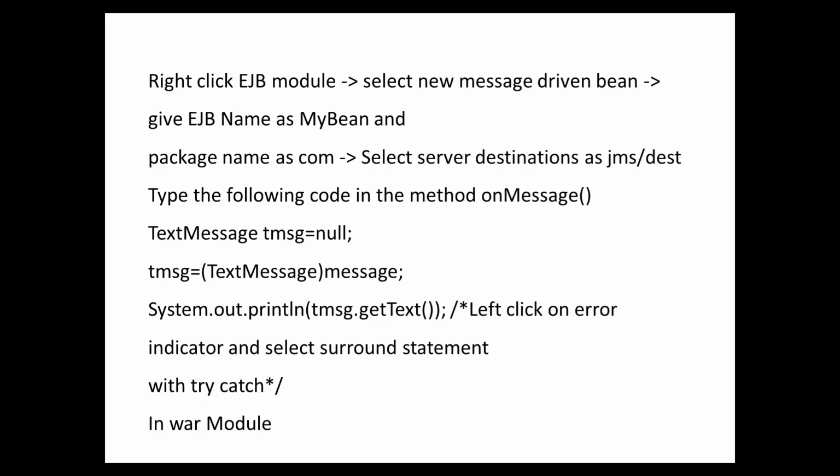Because we are using the MDB, we can pass the message from the server to the client side, in the web browser. It should be displayed using System.out.println of tmsg. Whatever you enter in the TMS equal to text message should be displayed in the output. If there is an error, it will be indicated on the left, and select surround statement using try catch, that is the try catch block.